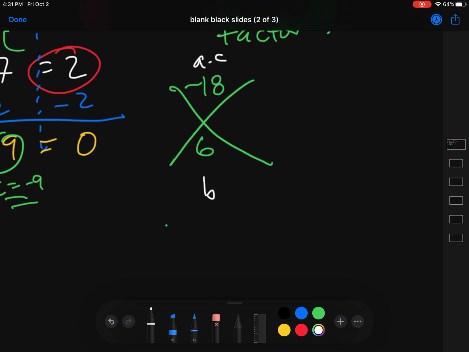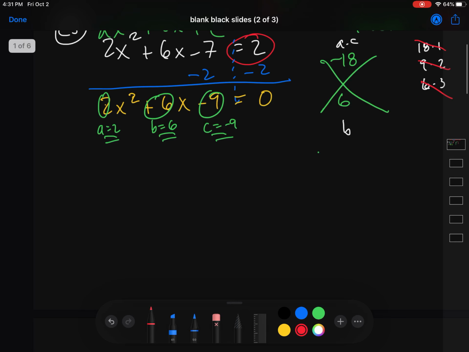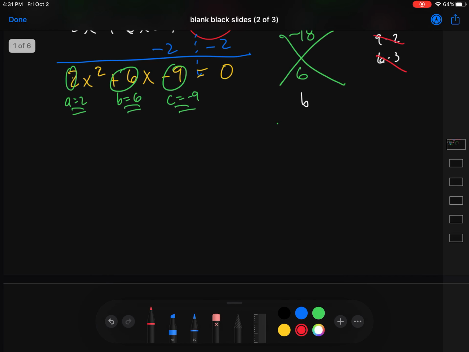Now, let's say you're trying to think of all the combinations. I always like to write them out. 18 times 1, 9 times 2, 6 times 3. Okay, let's see if any of these will give us one of those answers. Does any of those work? No, that would be 18, but if I add those, it won't equal 6. So is this factorable? The answer is no. I'm going to have to figure out a different method. So we're going to have to use either completing the square or the quadratic formula.